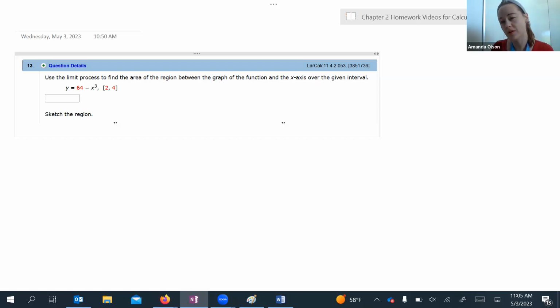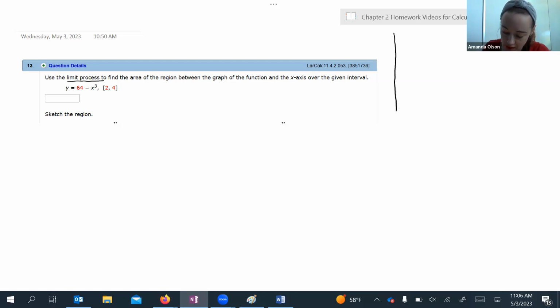All right, so we've talked about how you can use, and it's a little bit easier to use in 4.3, the definite integral. However, if we don't have that, we can also use a finite number of rectangles or infinitely many rectangles with limits. That's using the limit process. So let's sketch out what we're looking at. So I have from 2 to 4.